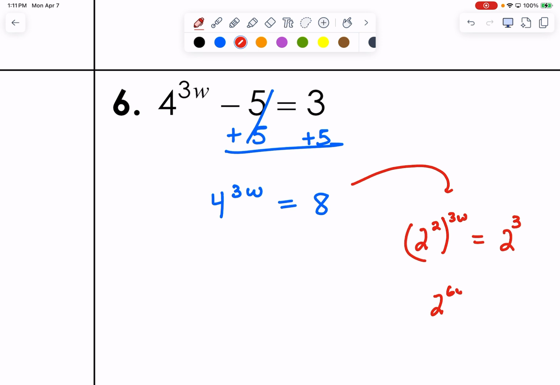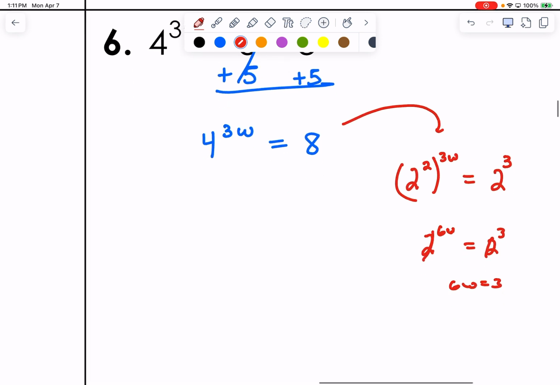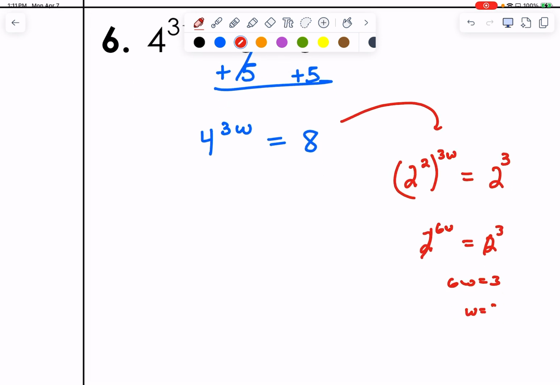2 to the 6w is equal to 2 to the third, which is going to be 6w is equal to 3, because I can drop the bases. So I'm going to get w is equal to 3 over 6, which is 1/2. How many of you got 0.5 with the calculator, though? Did you get the same answer?